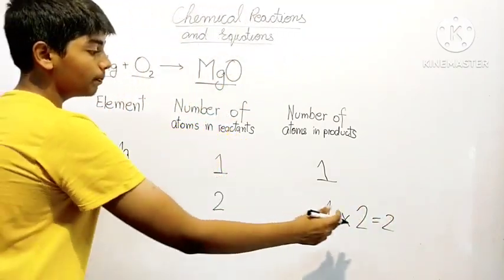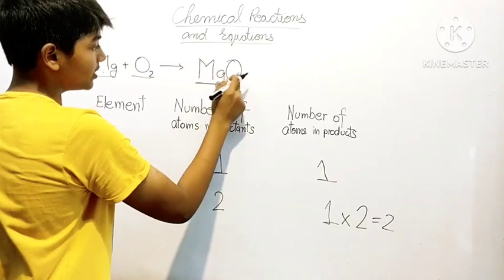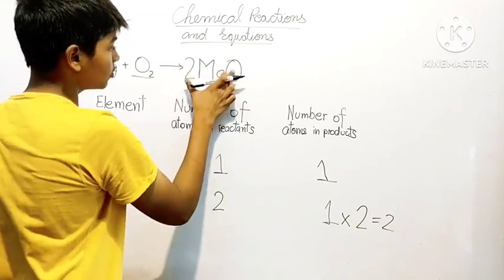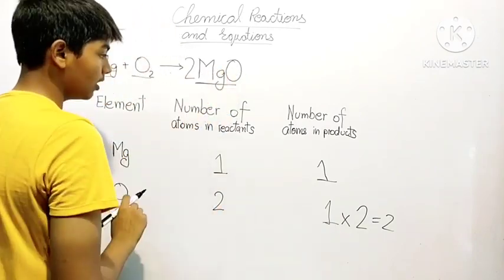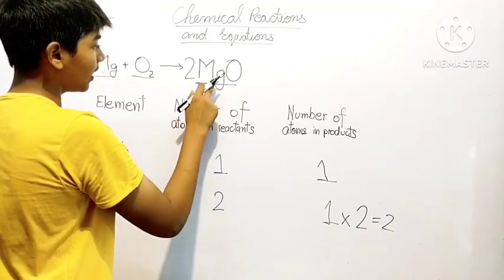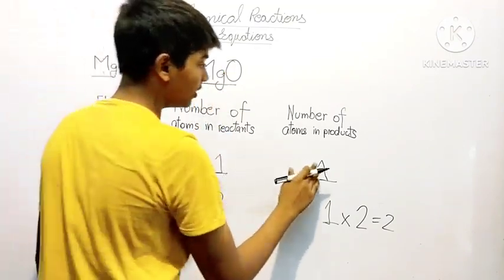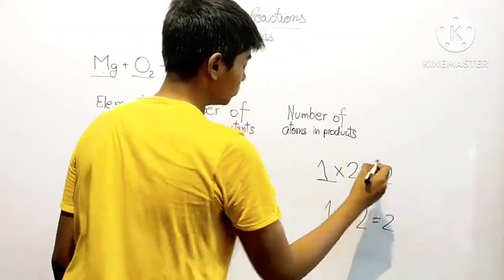Now where do we put this 2? We cannot insert 2 in between Mg and O. We have to put it here. Now what we get is two atoms of oxygen. So oxygen is balanced. But what also happens when we multiply 2 with oxygen here is that Mg also gets 2 atoms. So the number of Mg in products is also 2.